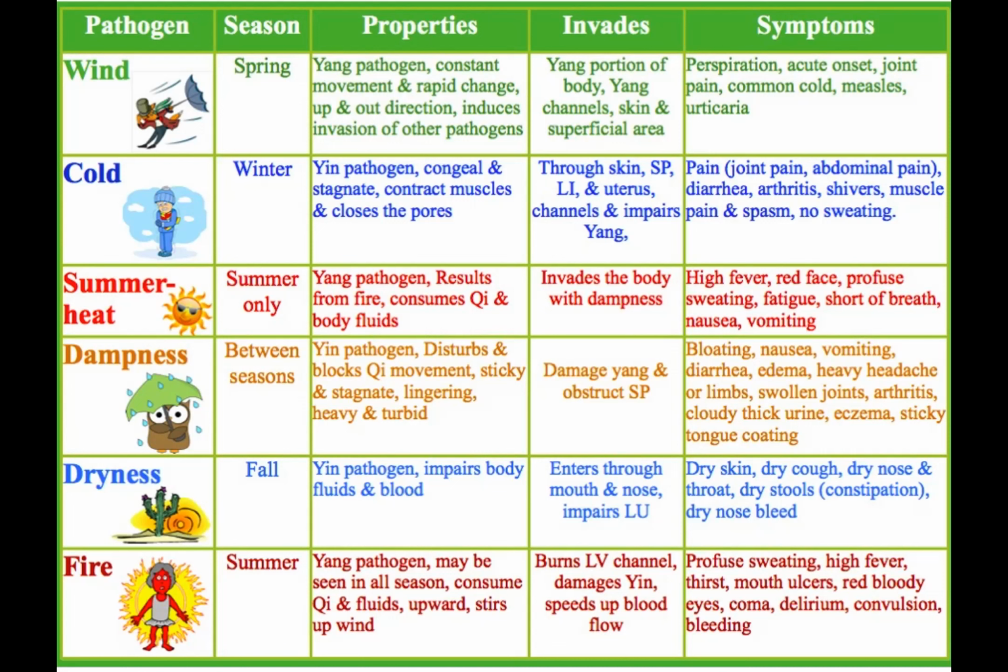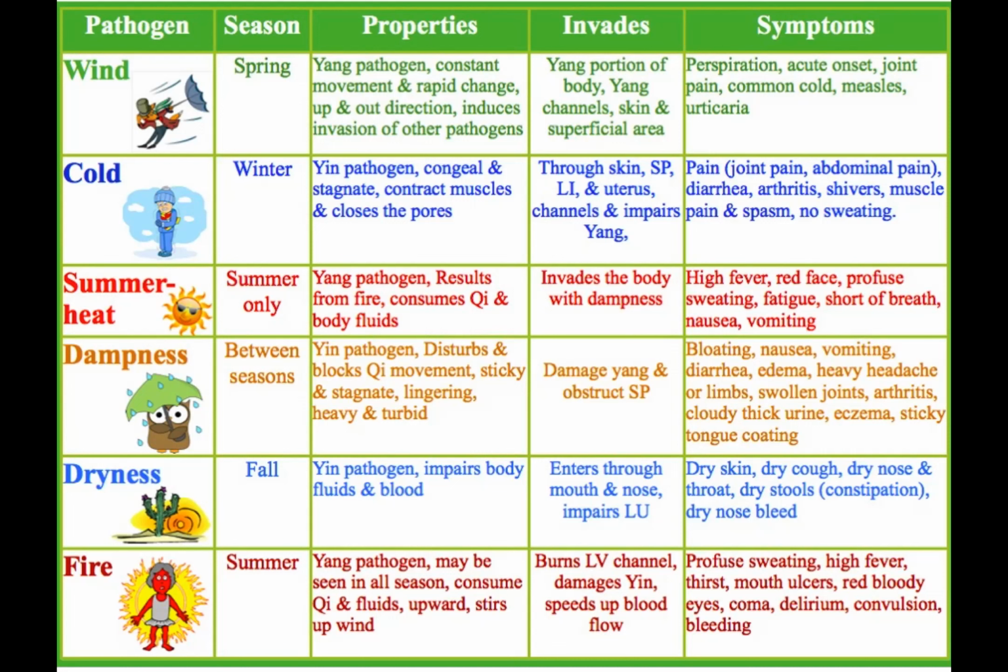Dryness at fall. It is a yin pathogen, impairs body fluids and blood. Dryness enters through the mouth and nose, impairs the lung. Symptoms: dry skin, dry cough, dry nose and throat, dry stools, constipation, dry nosebleeds.